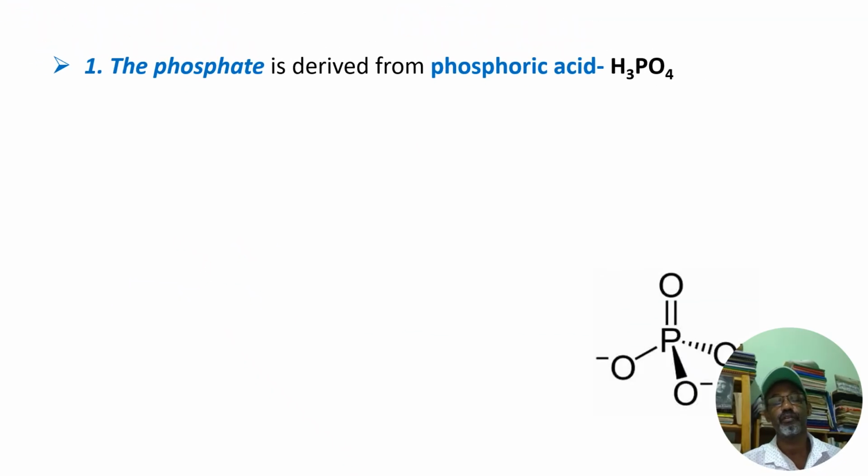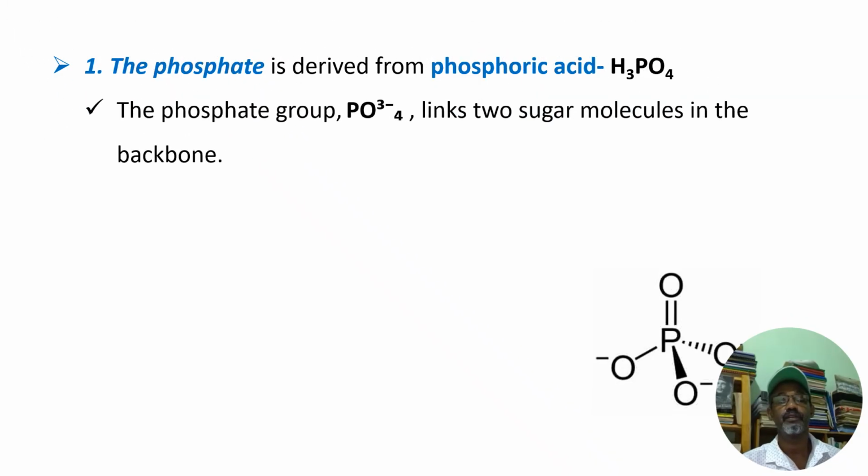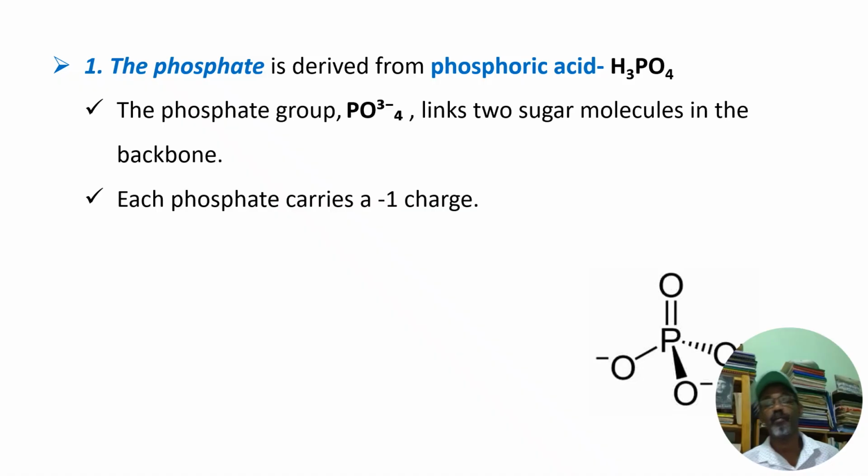This is a phosphate. The phosphate is derived from phosphoric acid, so you can look at it. The phosphate group PO4 links 2 sugar molecules in the backbone. You see, in the backbone of DNA, the phosphate links 2 sugar molecules. I will show you the structure. Each phosphate carries a negative charge. You can see here, negative charge. You see, by the way, DNA is a negatively charged molecule.